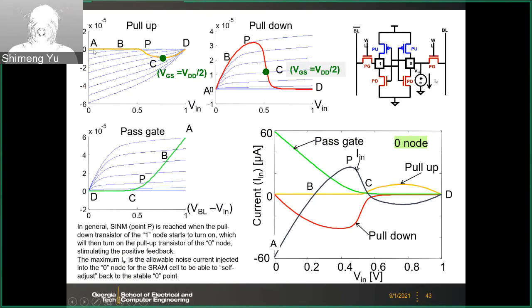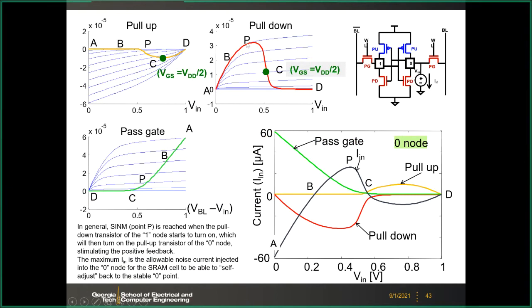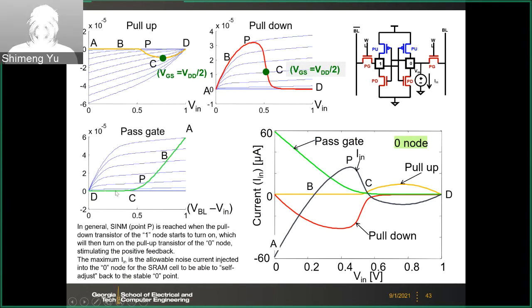So for the pull up, initially no current, and then once you trigger the flipping, then you will have the PMOS current to follow this A, B. And then for the pull down, you have this A, B, C, D like this, and for the pass gate, A, B, C, D. So all the currents, when you add up on the same plot, you will have all the current add up to the same plot. So from the Kirchhoff law point of view, right? So you have 3 currents through those 3 transistors.